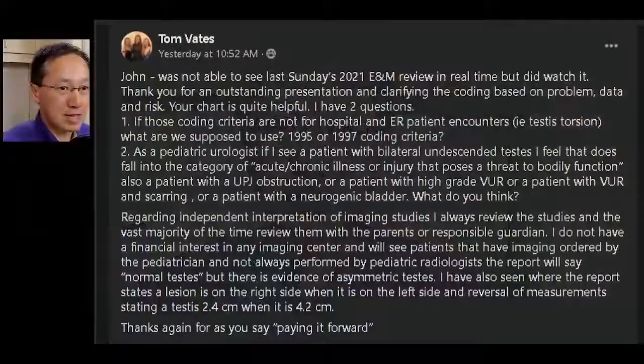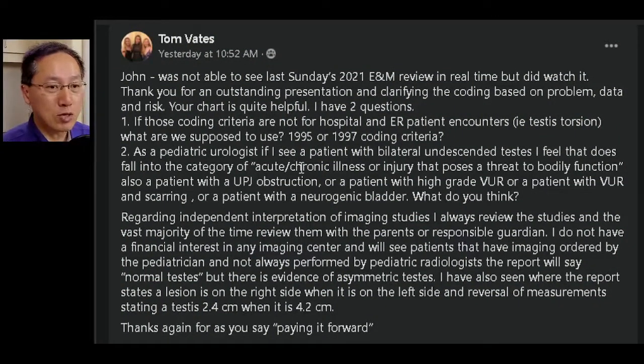So the question from Dr. Bates was something like this. John, I was not able to see last Sunday's 2021 E&M review in real time, but did watch it on the replay. Thank you for an outstanding presentation and clarifying the coding based on problem, data, and risk. Your chart is quite useful. I have two questions. Number one, if those coding criteria are not for hospital and ER patient encounters, that is, testis torsion, what are we supposed to use, 1995 or 1997 coding criteria?